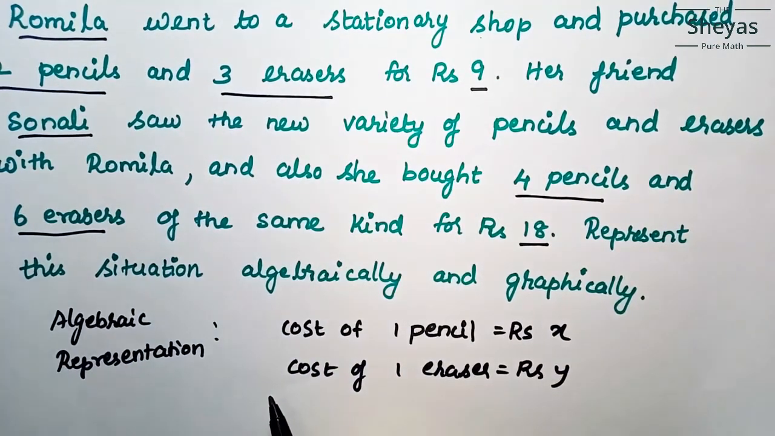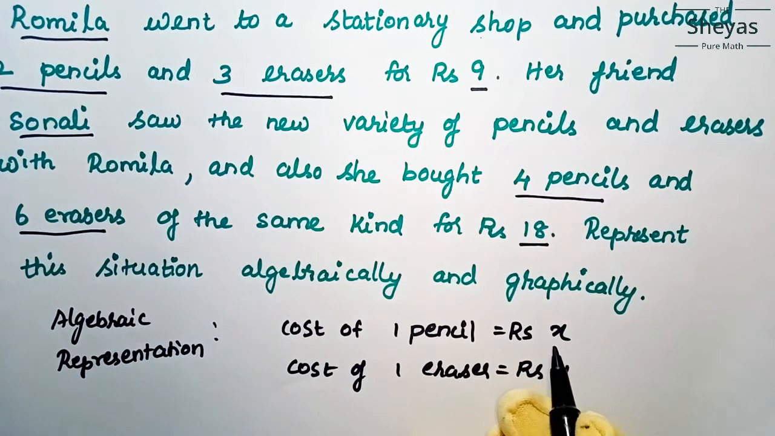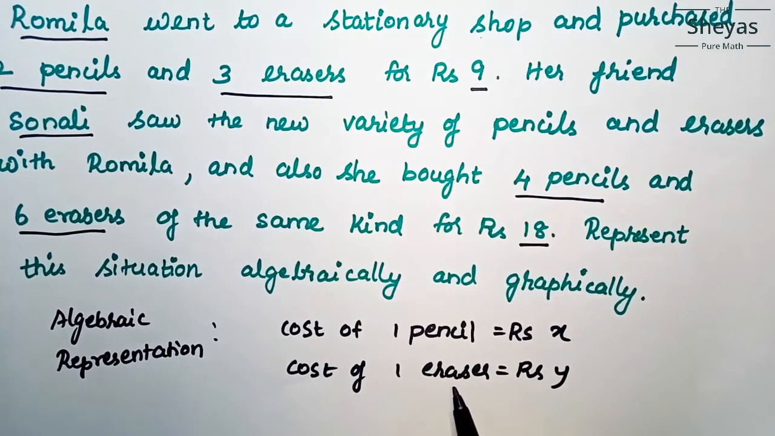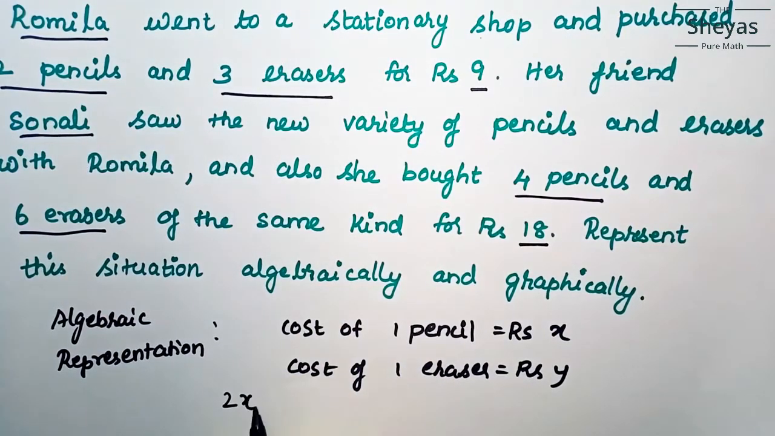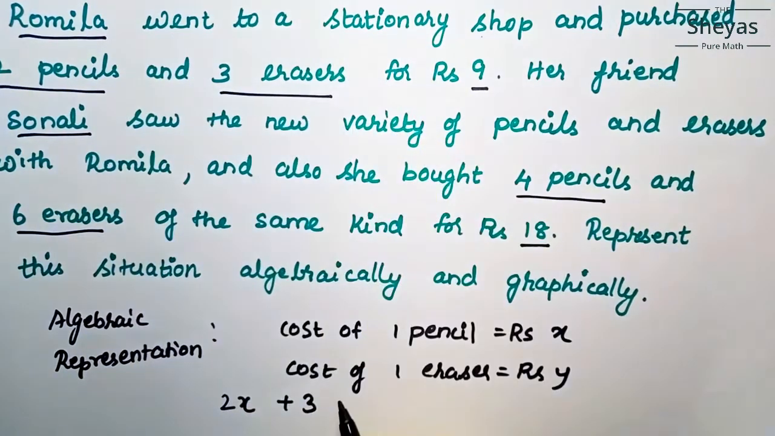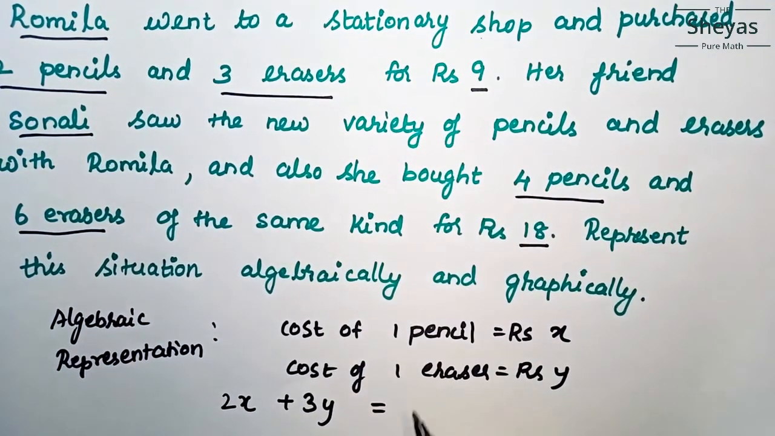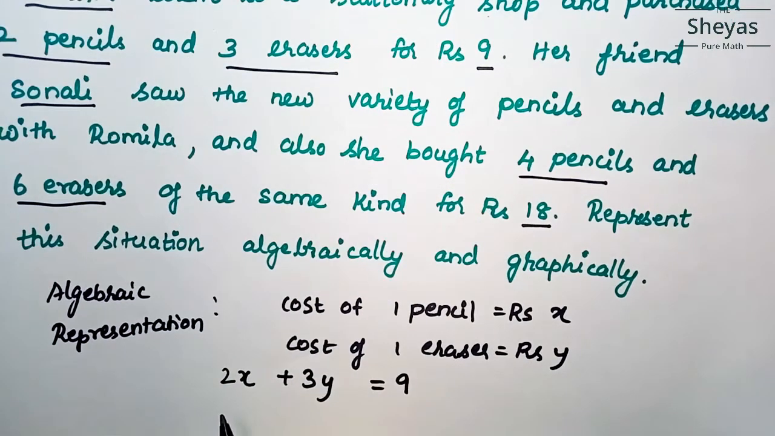Now let us start the algebraic representation. So for Romila, the variable for pencil is x and the variable for eraser is y. So 2x plus 3y is equal to 9. 2x plus 3y is equal to 9. Same like that.